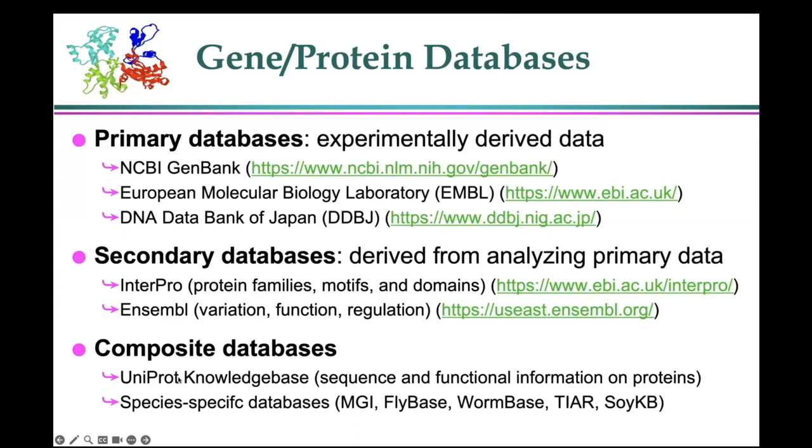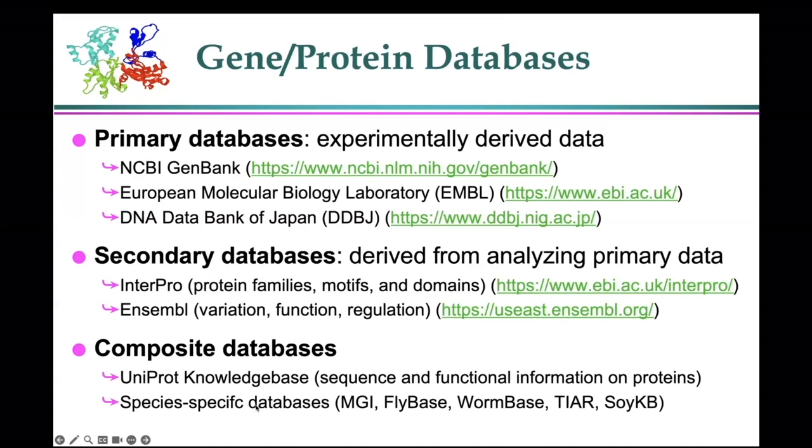And then there are some databases we call composite databases. That means it's a warehouse of many sources and many types of databases. For example, UniProt, which we're going to talk about, has a lot of information related to proteins.